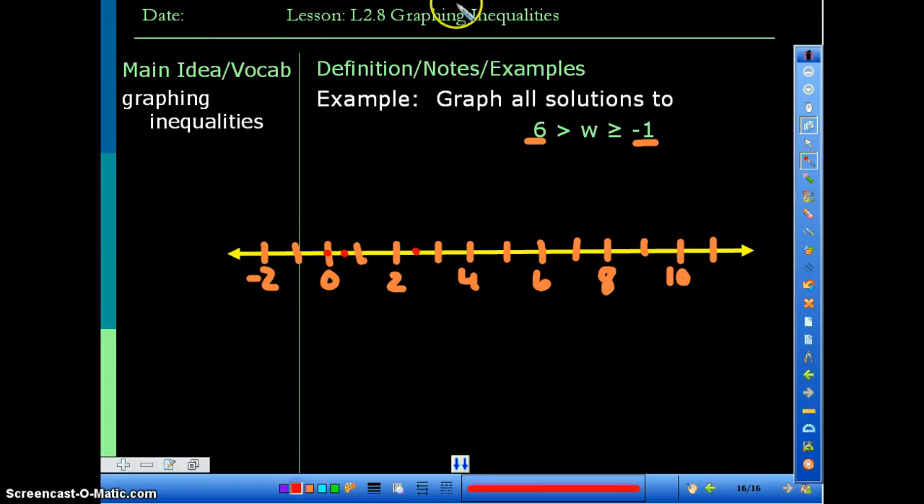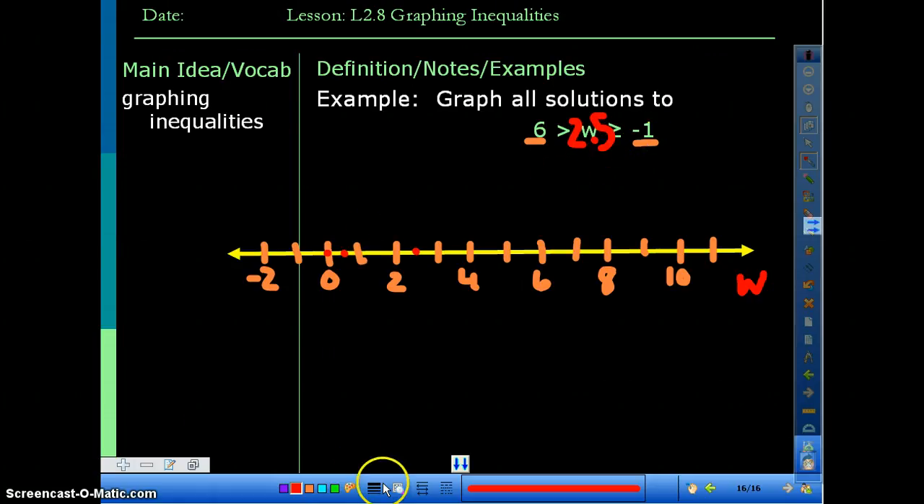Taking a look here, it looks like I have graphed 0, because W could be replaced by a 0. We can also see that 0.5 has been graphed, because 0.5 would fit in the inequality as well: 6 is greater than 0.5, which is greater than or equal to -1. We can also see that 2.5 has been graphed on our number line, because if we try 2.5 in place of our W, 6 is greater than 2.5, which is greater than or equal to -1.